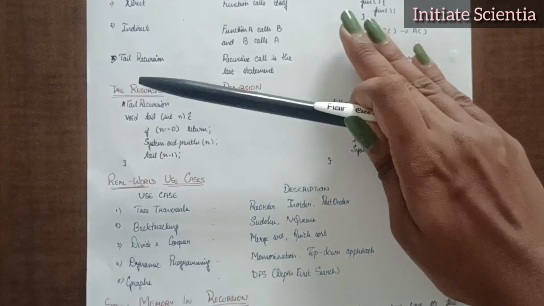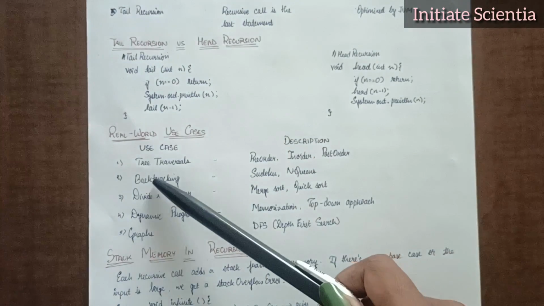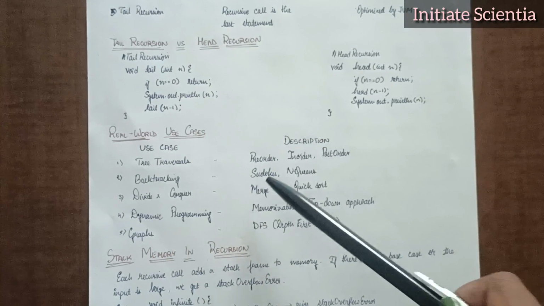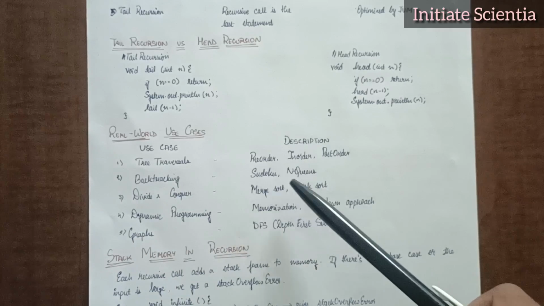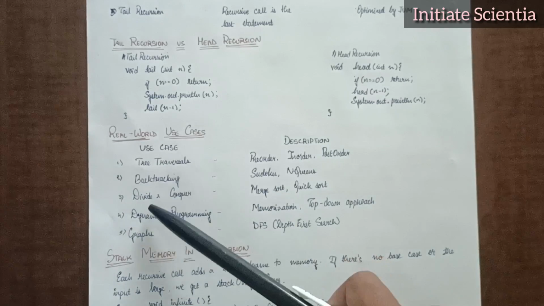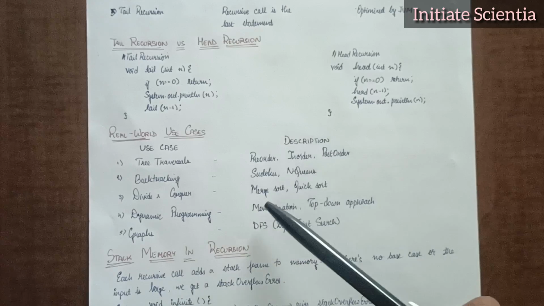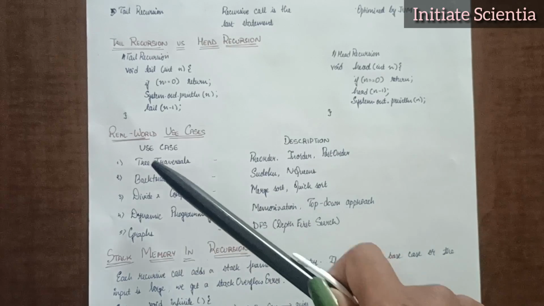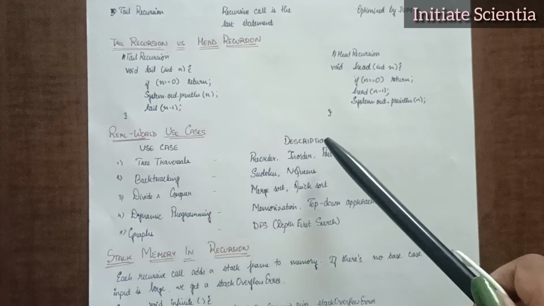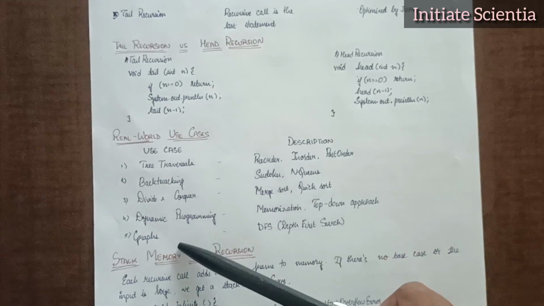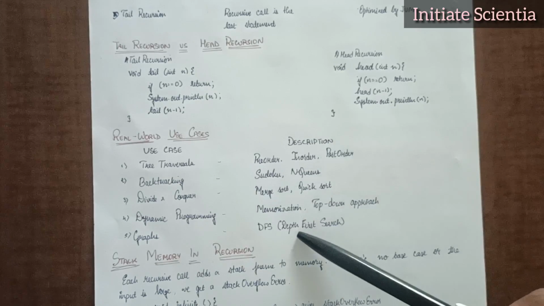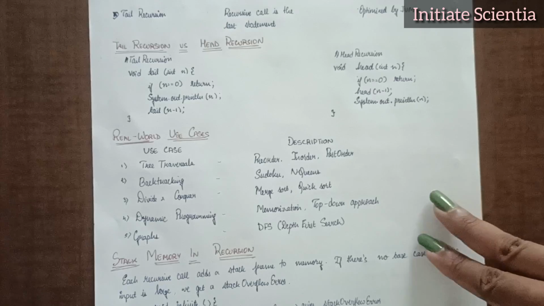Real world use cases. Tree traversals. Description: pre-order, in-order, post-order. Backtracking. Description: Sudoku and n-queens problems. Use case: divide and conquer. Description: merge sort or quick sort. Use case: dynamic programming. Description: memoization, top-down approach. Graphs. Use case: description is DFS, depth first search.